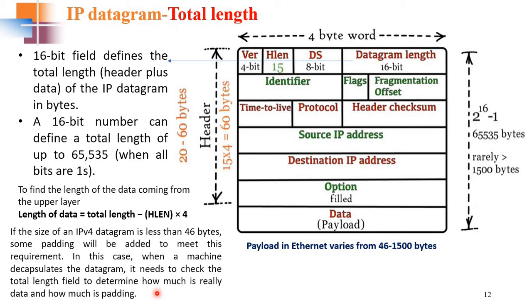For example, what I said for the header, we should have a minimum of 20 bytes. Similarly, for the payload in the Ethernet also, you should have a minimum of 46 bytes. But if the data from the sender side is less than that, you are going to add some extra information to the original value.